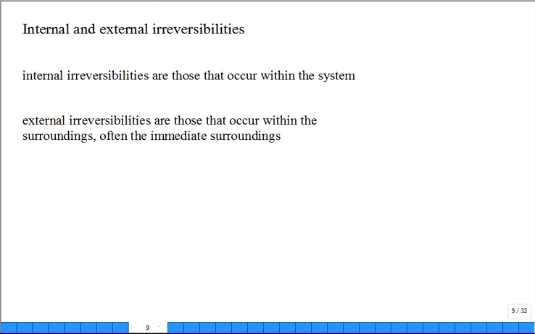Internal and external irreversibilities. It's where exactly do the irreversibilities occur? Do they occur inside the system, internal, or do they occur outside the system, in the surroundings of the system? And sometimes being precise of where the irreversibilities occur is very, very important. And you can have them occur externally. When you talk about external irreversibilities, sure, it's the surroundings go on and on, but it's often in the very immediate location of the surroundings that you have heat transfer through a finite temperature difference or unrestrained expansion or friction.